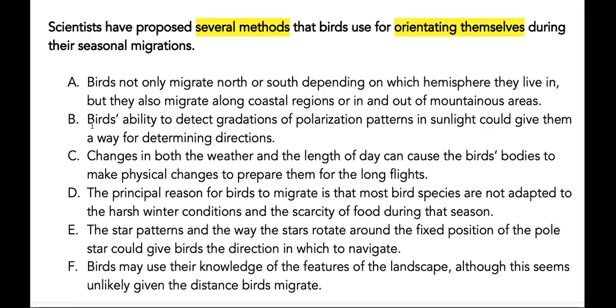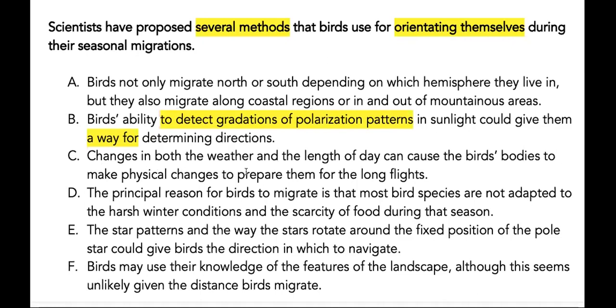Let's look for some more methods. Birds' ability to detect gradations of polarization patterns in sunlight could give them a way. Oh, here's a way, right? Here's a method for determining direction. So they use these gradations of polarization patterns, whatever that is. We didn't read about it, right? But they're mentioning a way that they orient, that they determine their direction. Okay, let's see what C says.